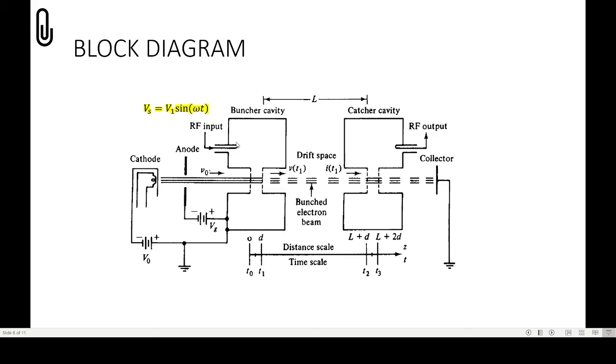As the name indicates, it consists of two cavities, a Buncher cavity and a catcher cavity. To the Buncher cavity, we will give the input signal which is to be amplified, and the amplified signal is taken out from the catcher cavity. The input signal is mathematically denoted as Vs = V1 sin omega t, where V1 is the amplitude of the input signal and omega is the angular frequency of the input signal.